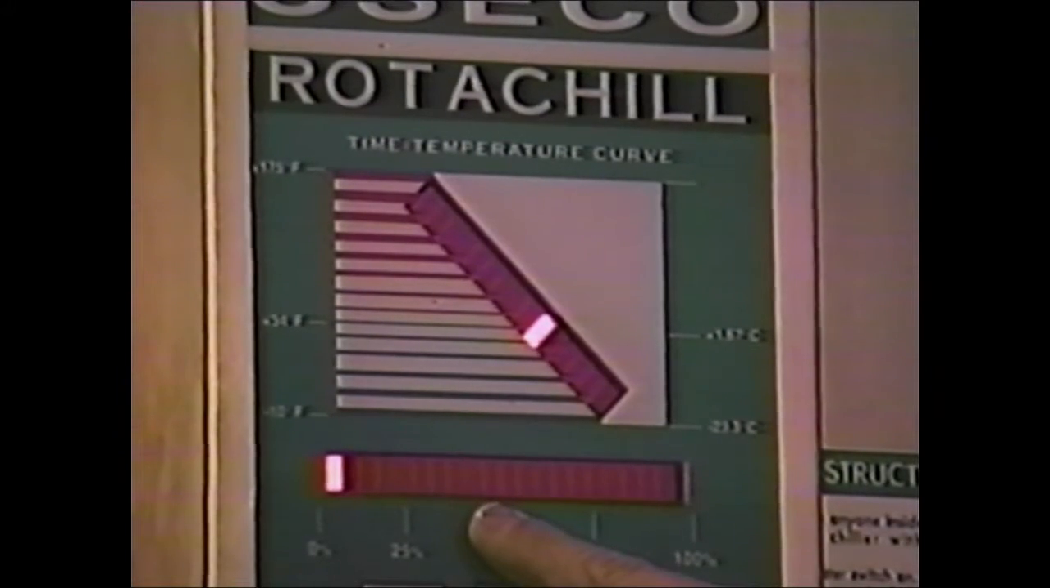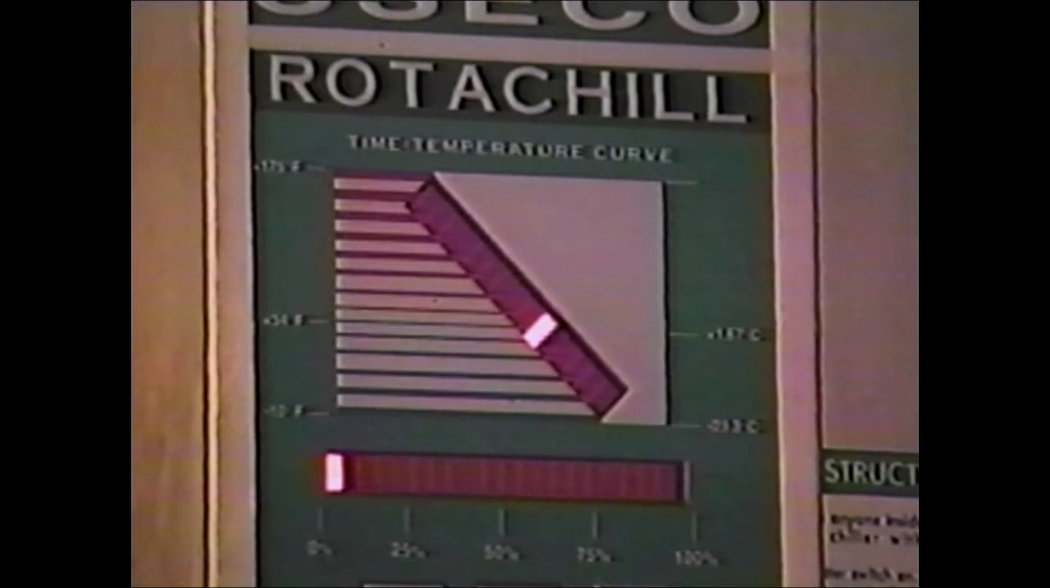We will begin at the top of the control panel where we have the time temperature curve. The time temperature curve is to be used as a quick glance reference for the blast chill cycle. The diagonal LED bar graph represents the temperature and the horizontal LED bar graph represents the time.